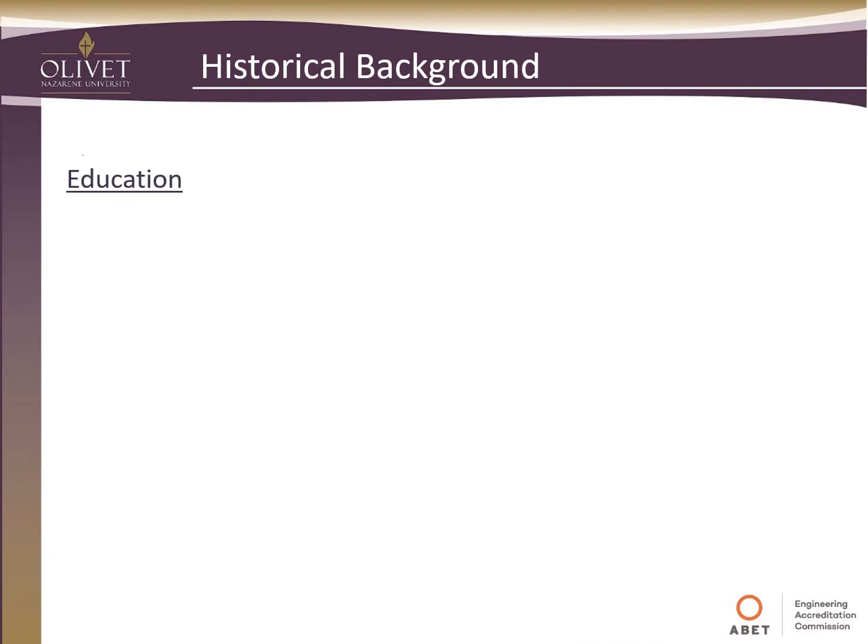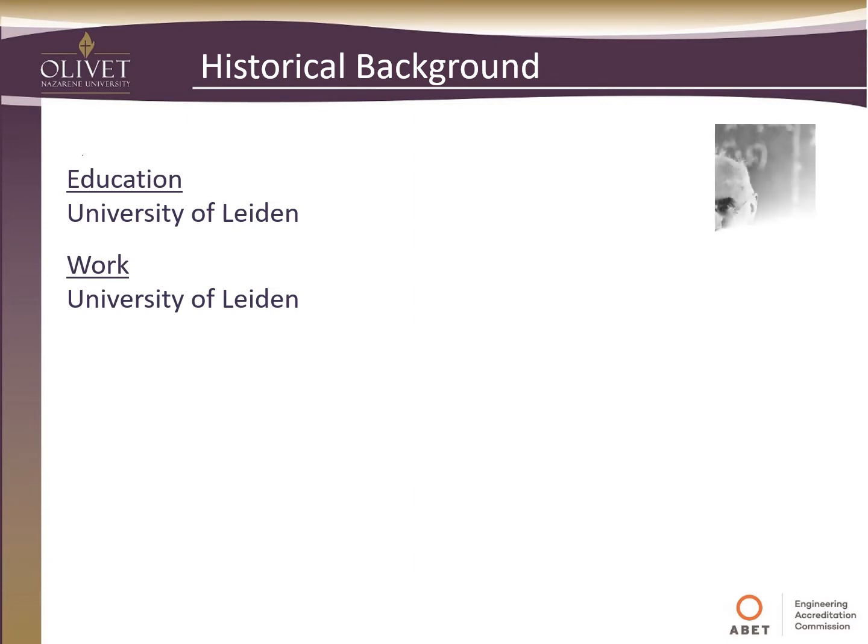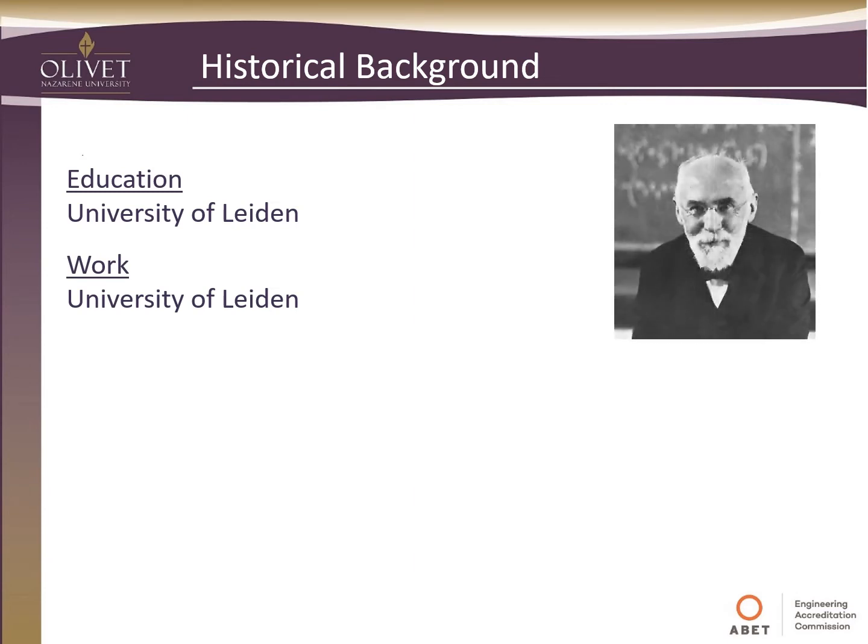We'll first look at a historical background for this gentleman. Educated at the University of, I guess you pronounce that, Leiden. He worked there as well. This is his picture. This is a more modern contributor to electromagnetics. His name is Hendrik Lorentz. So we've already looked at the Lorentz equation where it related the force on an electron due to an electric field and a magnetic field if it's moving.